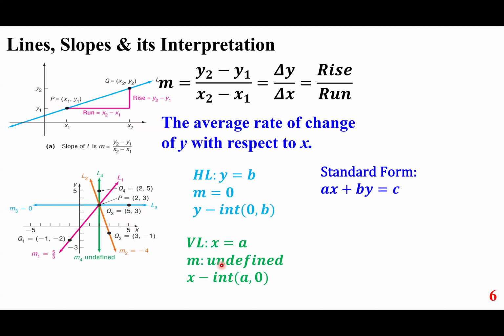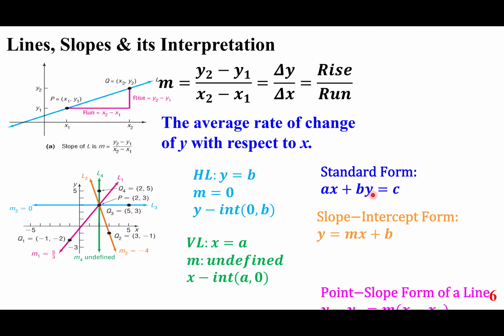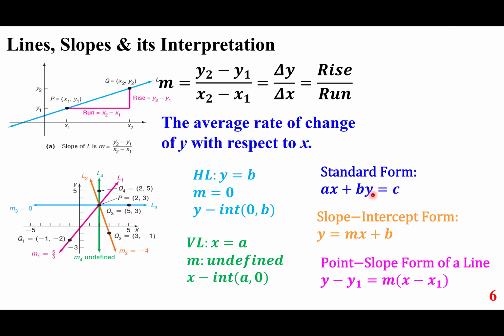Various formats for the equation of a line: standard form, ax plus by equals c. In short, x and y are on the same side. If you solve for y, it becomes slope-intercept form, y equals mx plus b. We also have point-slope form, y minus y1 equals m times x minus x1. These are the three formats we have learned. I hope everybody remembers.